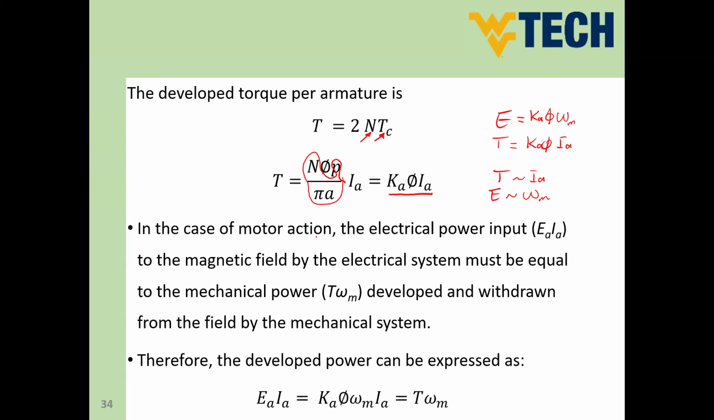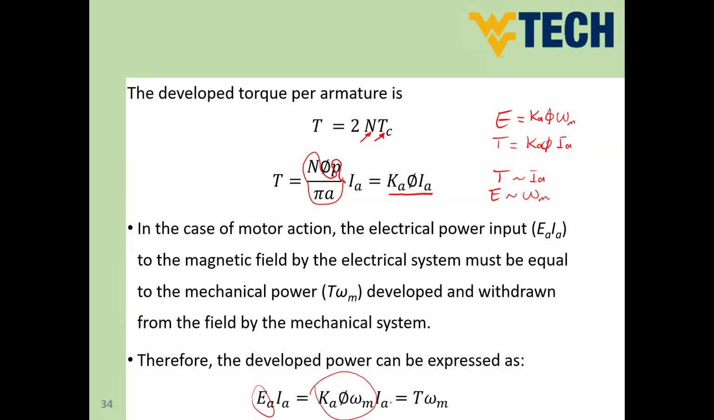In case of motor action, the electrical power input to the machine is going to be Ea times Ia. The power delivered by the electrical system must be equal to the mechanical power, which is torque times omega m, developed and withdrawn from the field by the mechanical speed. Therefore, we can say that induced voltage times Ia equals Ka phi times omega times Ia. So we just substituted the value of Ea here by Ka phi times omega.